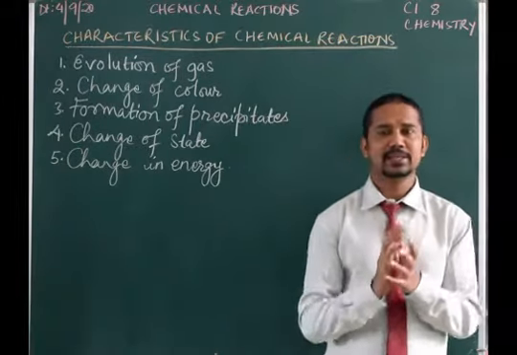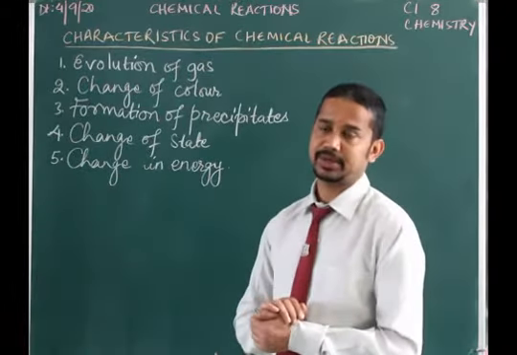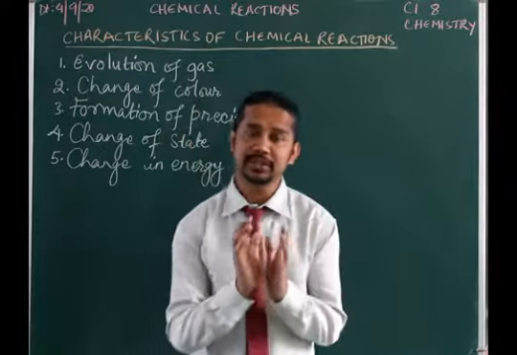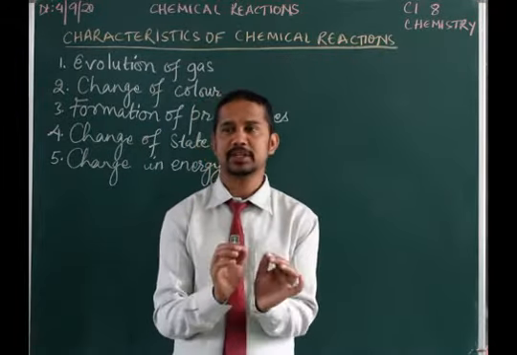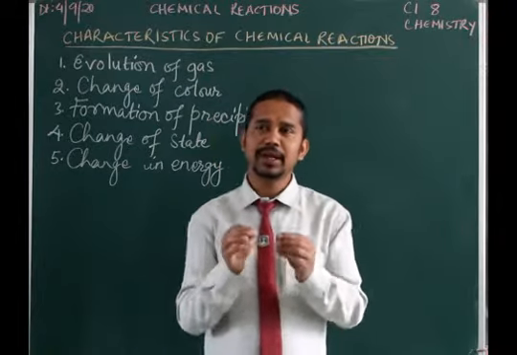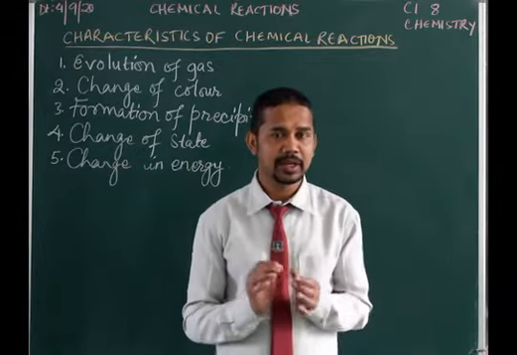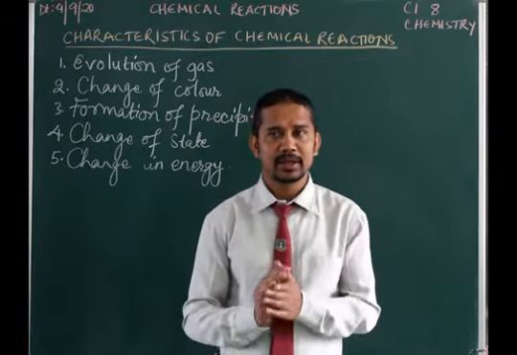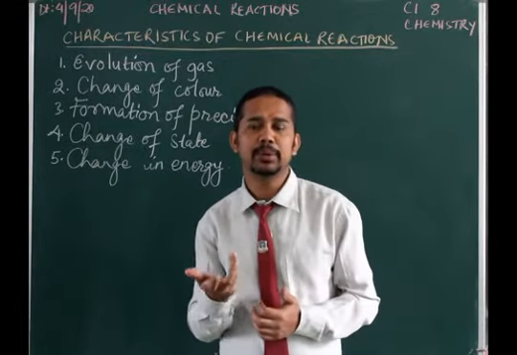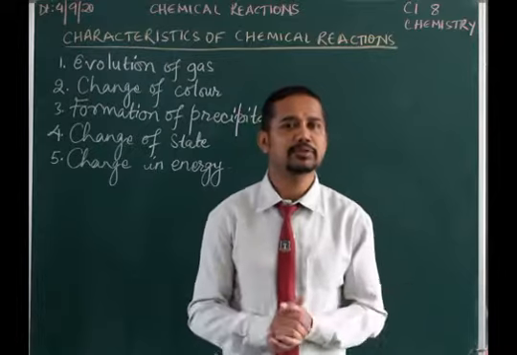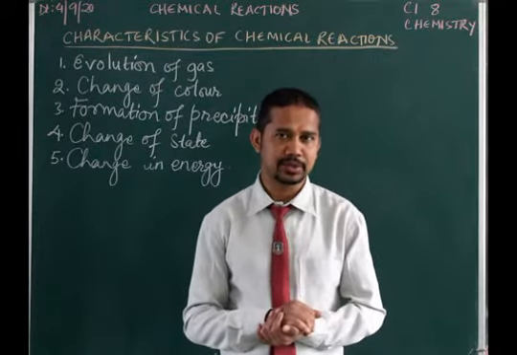So, last class we started a new lesson, chemical reactions. And last class I told you the difference between physical change and chemical change, and what a chemical reaction is, and what really happens in a chemical reaction. So, what really happens in a chemical reaction? In a chemical reaction, rearrangement of atoms takes place due to the breaking of old bonds and formation of new bonds. That is what happens in a chemical reaction.